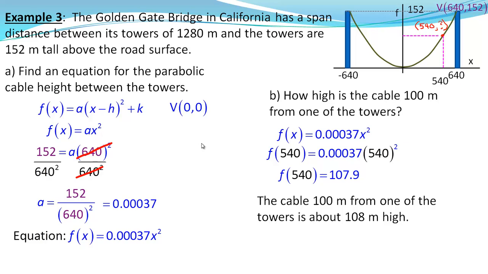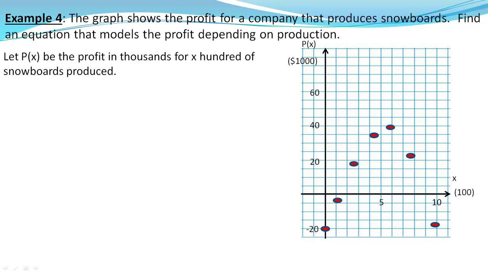One more example on the fourth page. And in this fourth one here, the graph shows the profit for a company that produces snowboards. And it says find an equation that models the profit depending on production. Now we don't have a table here, but we could actually make a table of these. I'm going to show how to do that with the graphing calculator after we get the algebra done.